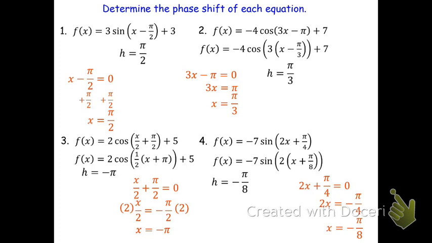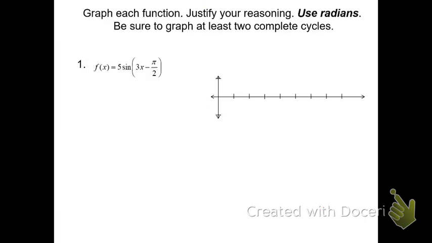Now let's look at some graphing with phase shifts. Here's the first one we're going to graph. We have the function f of x equals 5 sine, quantity, 3x minus pi over 2. Now this one I can't just look at to see the phase shift. I can see the amplitude is 5, I can see the frequency is 3, and there's no vertical shift. The period would be 2 pi over 3, if we do it in radians. But the phase shift is trickier.